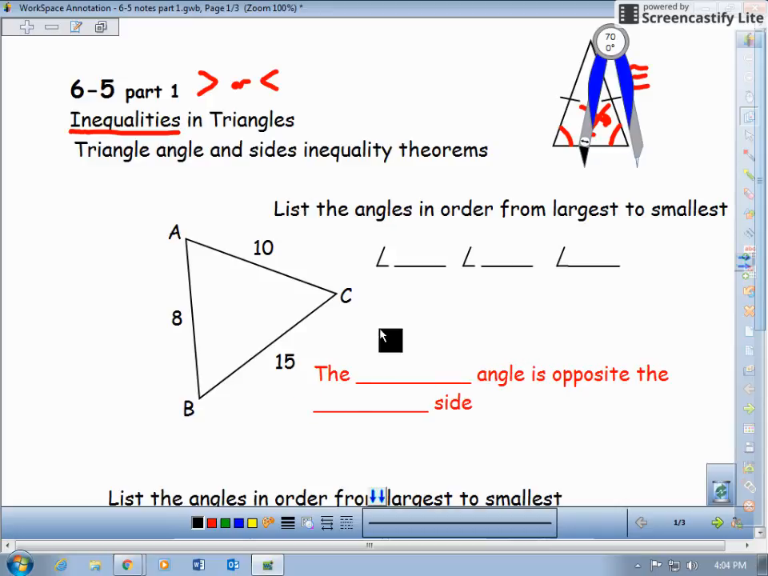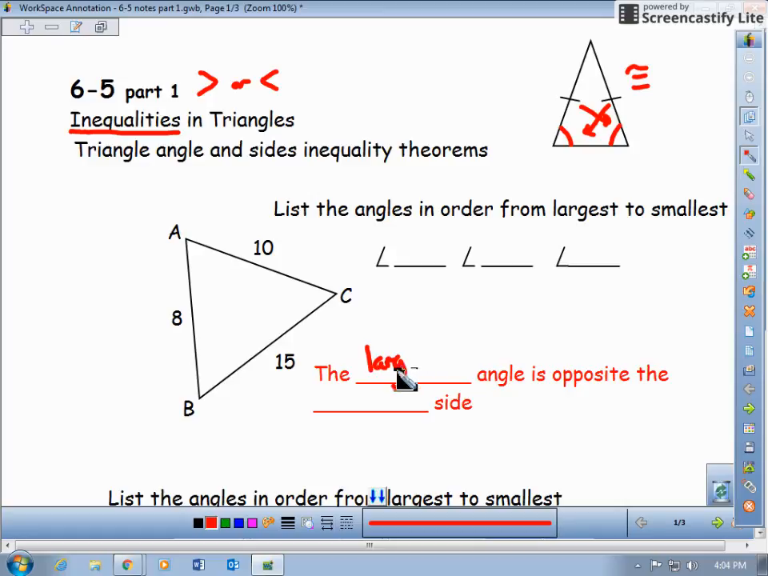So the concept is that the largest angle is opposite the largest side. I like to think of it as a mouth sometimes. And so we're going to take a look at this triangle, and I'm going to think of this as a mouth. I want you to picture angle A here.